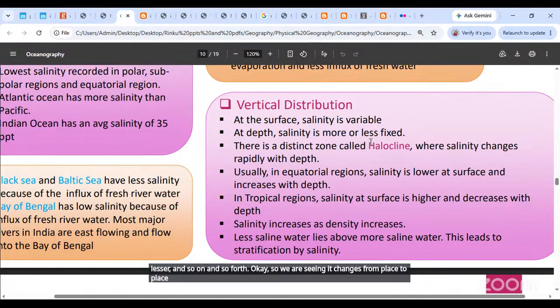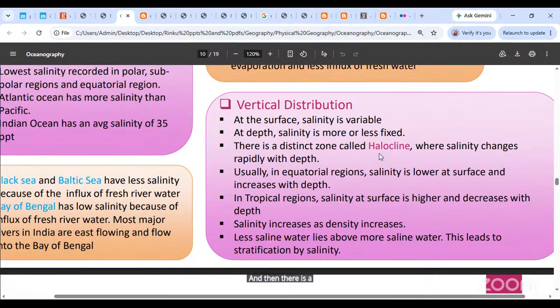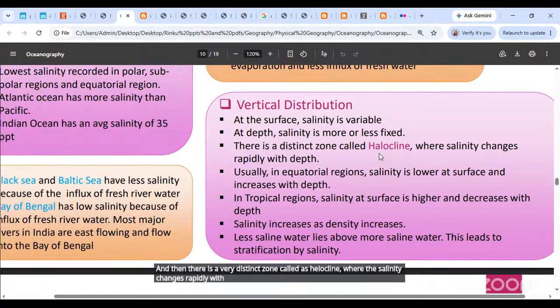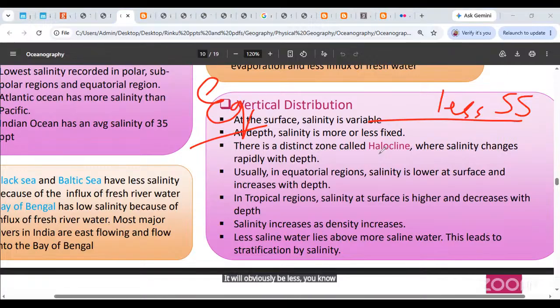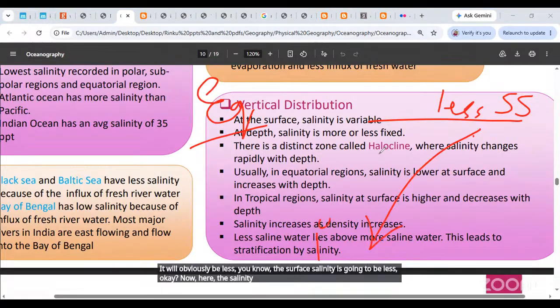But at the depth, the salinity is more or less fixed. Okay, and then there is a very distinct zone called halocline where the salinity changes rapidly with depth. Now, this salinity is going to change in the way that in the equatorial region, suppose we are talking about the equatorial region, what can you say about the surface salinity? It will obviously be less. The surface salinity is going to be less. Now here, the salinity will go on increasing. The salinity increases with depth. By the time you reach the depth, the salinity will clearly increase.